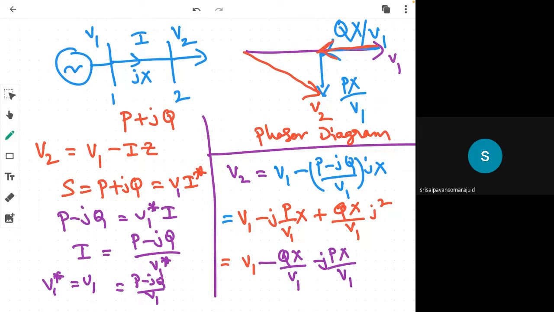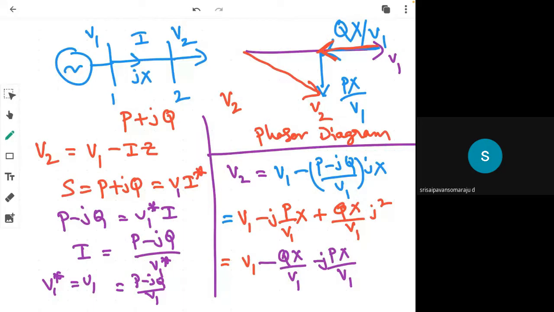Therefore, reactive power variations directly affect the voltage variations. So V2 is a function of Q. This is the conclusion. From the phasor diagram, you can understand this. If you have any questions here, please raise your questions.